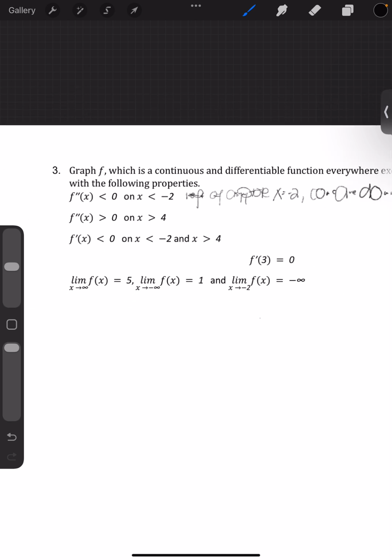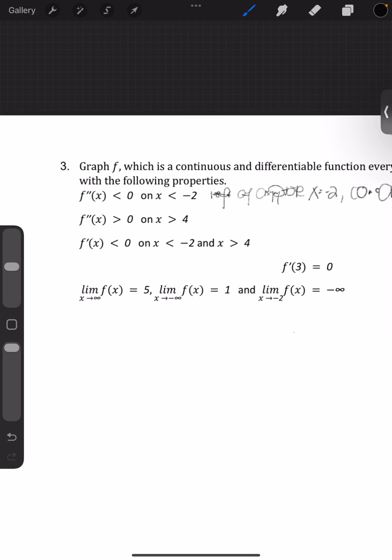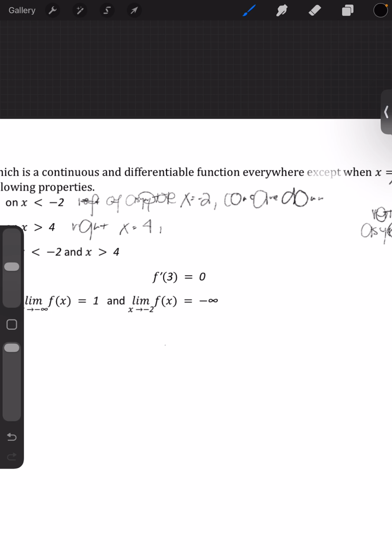Our second statement, for our second derivative of the graph, says it will concave up to the right of x equal to 4. So to the right of x equal to 4, the graph will concave up.